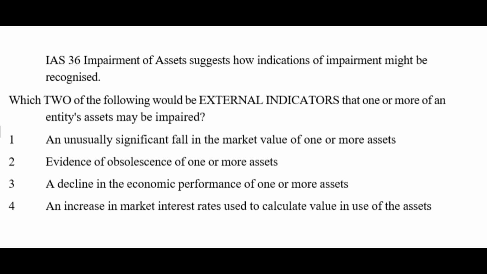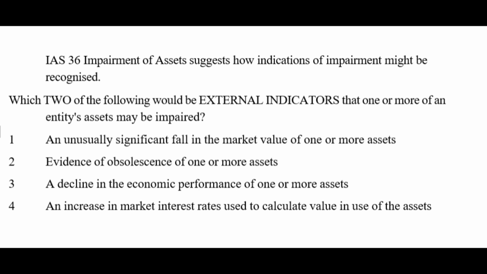The question requires identifying two external indicators, so the key is to focus on factors driven by the market or economy, not the entity's internal operations. Unusually significant fall in the market value of assets: correct. This is clearly an external indicator, as market prices are determined by external market forces. A sudden or unusual decline signals possible impairment.